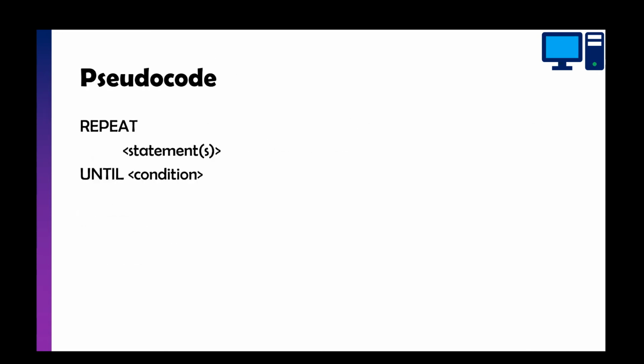So for the pseudocode, you type repeat, and you put all of your statements, and then you write until, then your condition. So it could be repeat counter equals counter plus 1 until counter equals 10, and that would work absolutely fine.